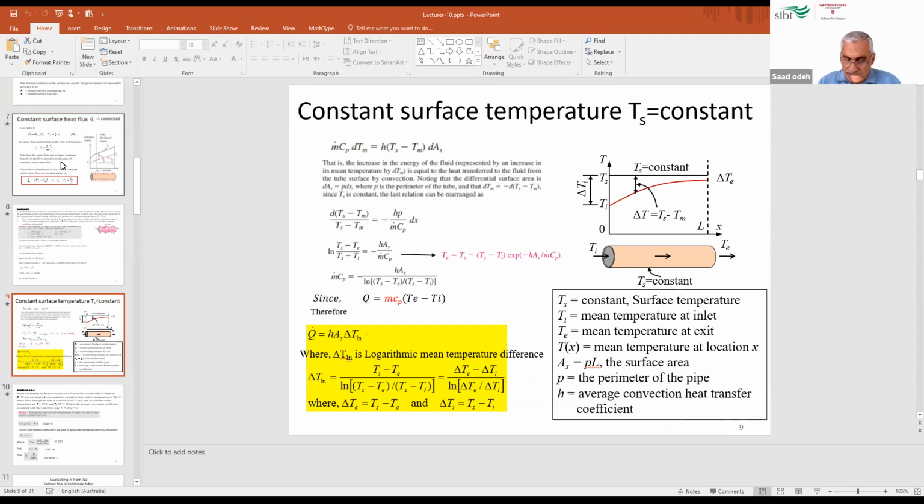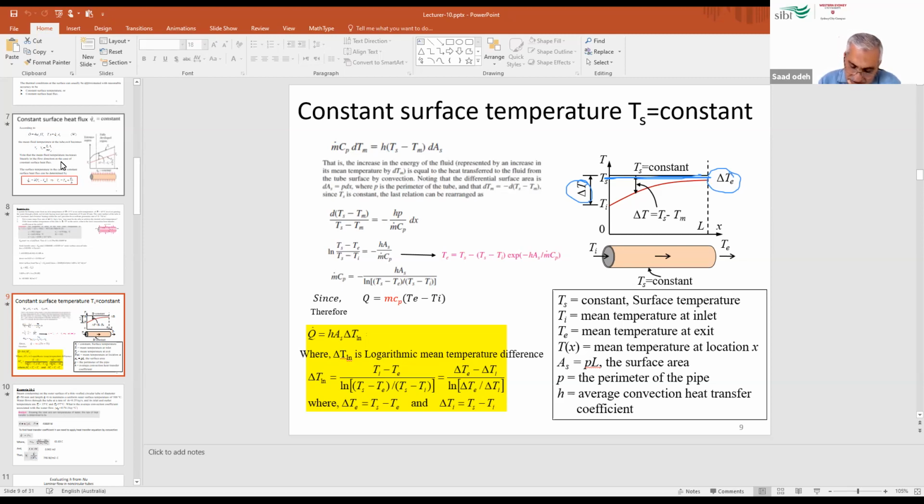Now, if you go to the other case, which is the one that has constant surface temperature, as you can see here, the surface temperature along the pipe is the same, constant. But delta T at the beginning is bigger than delta T at the end of the pipe, where delta T is the difference between Ts and the temperature of the fluid. So we have to have a different approach to find the q dot.